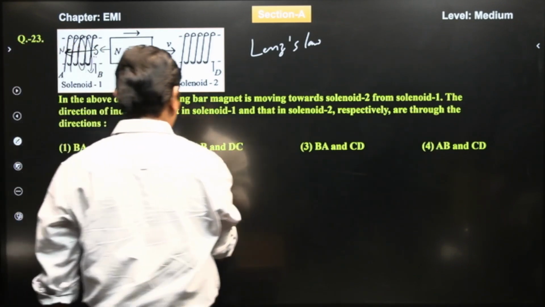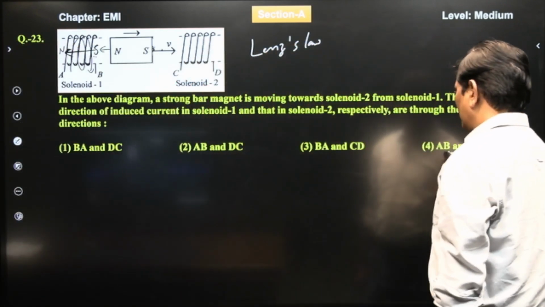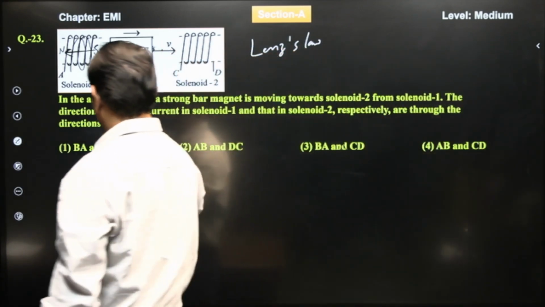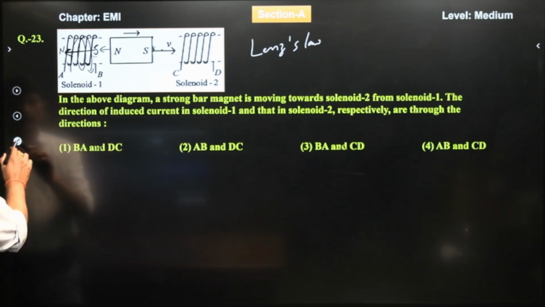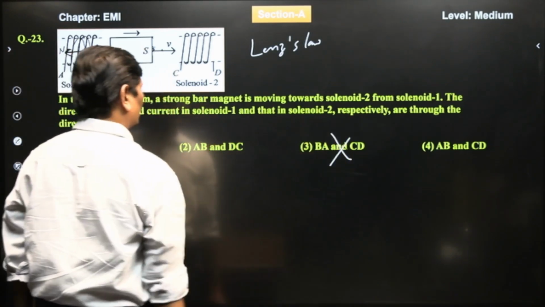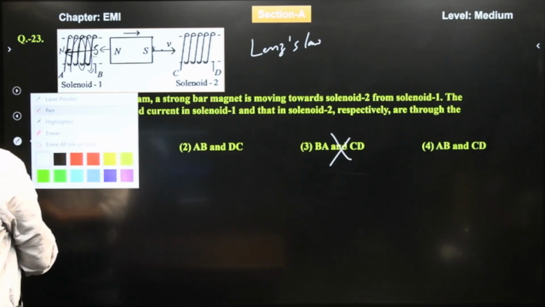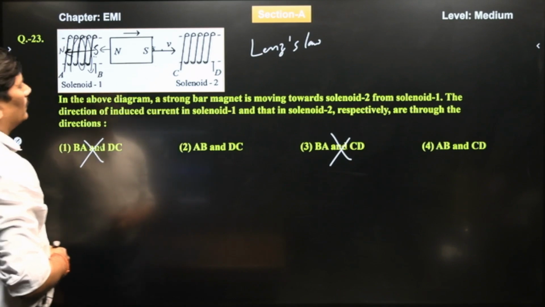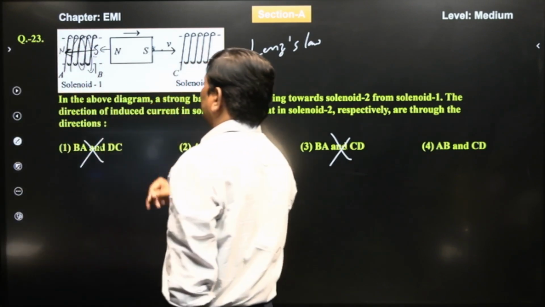See, here A to B is given, and in this fourth option also A to B is given. You can avoid these two options, leaving the remaining two. So in the remaining two, what can we see? Now, the second direction has to be decided.